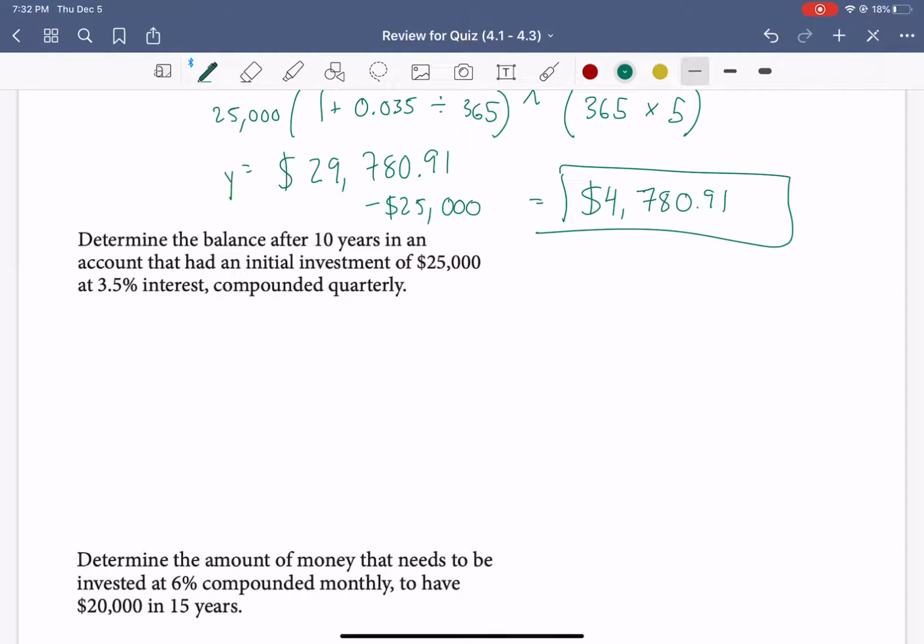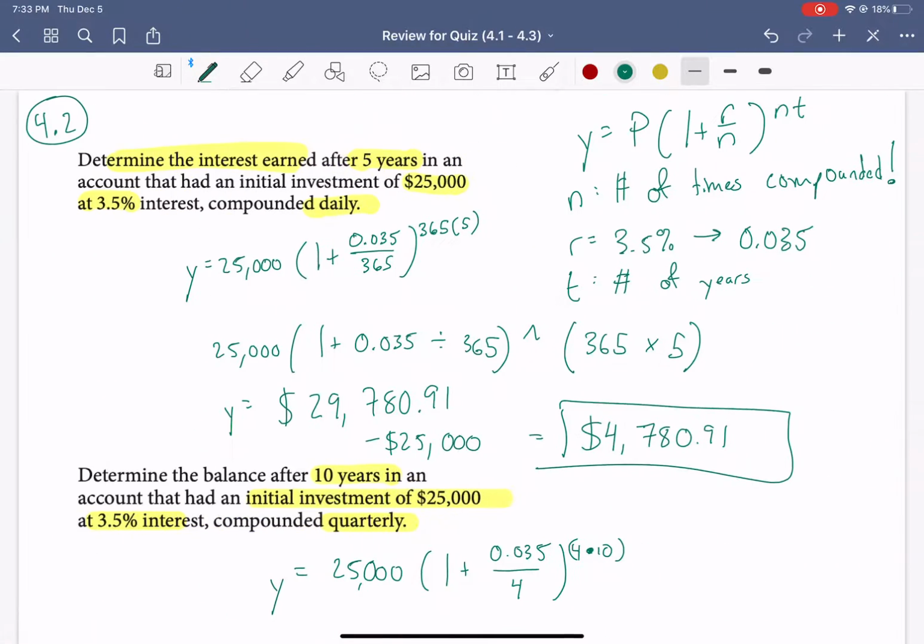Determine the balance after 10 years in an account that had an initial investment of $25,000 at 3.5%, and it was compounded quarterly. So same setup, mostly from the one above, but now we have a different amount of compounding. All right, so far it looks exactly the same, but now because we have quarterly, that means 4 times a year. And now instead of 5 years, we do 10. All right. So let's just plug that into our calculator.